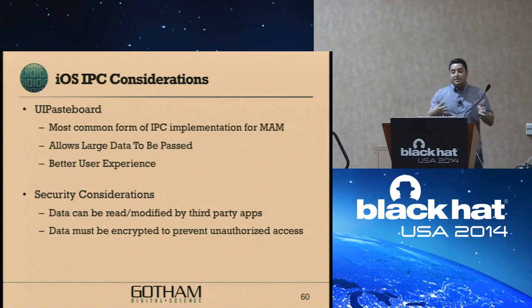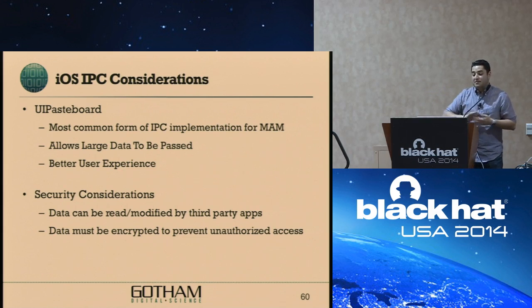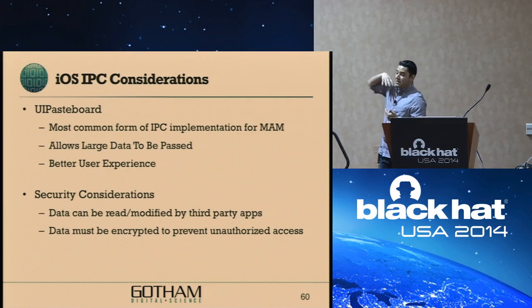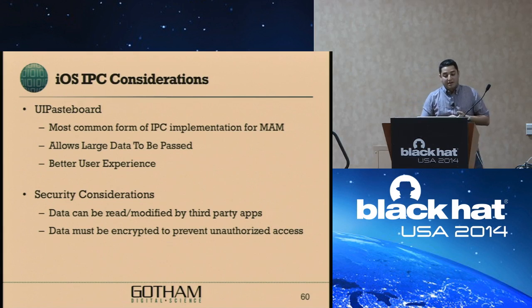So the common way to do IPC on these solutions is the UI pasteboard. And why do they use the UI pasteboard? Because it allows large data and it has a better user experience. This can all be done in the background, just polling to see, retrieving data and modifying that data. The problem with the UI pasteboard is that if you know the key or the name to access that pasteboard, any app on the device can access it as well.